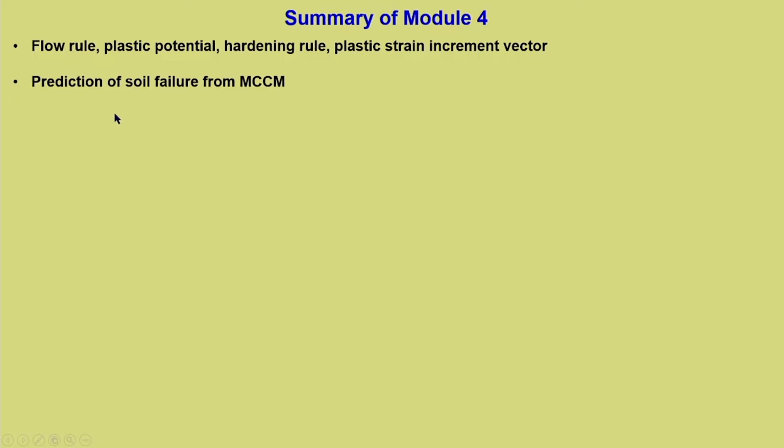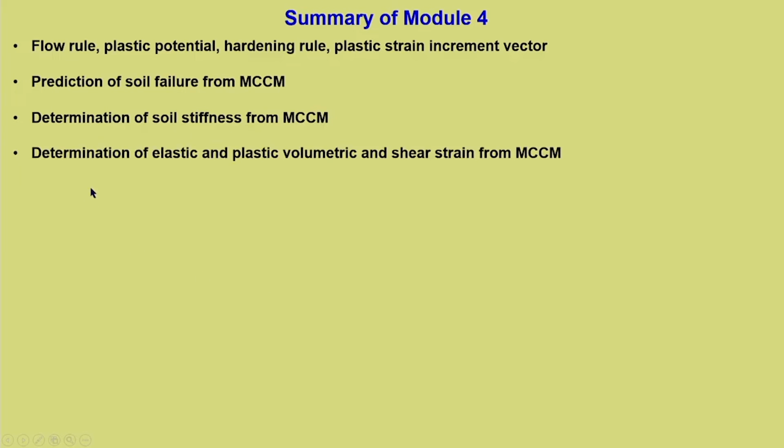Then we went on to explain prediction of soil failure from modified Cam clay model. Then we have done the determination of soil stiffness from MCCM, and further elastic and plastic volumetric and shear strain from MCCM. So, how by knowing the initial state and the critical state parameters, we can predict how the soil progresses towards failure using MCCM. This was studied and demonstrated in the form of some model problems.